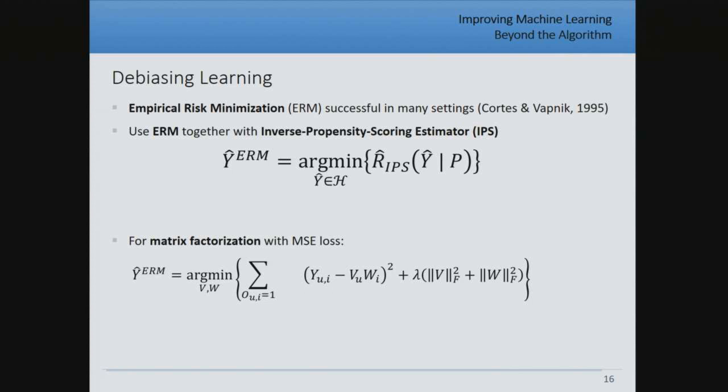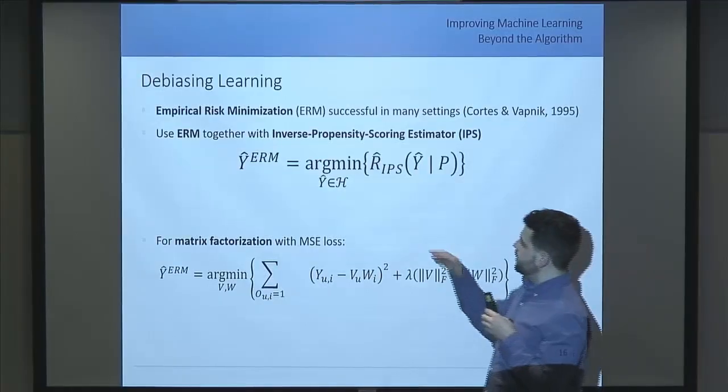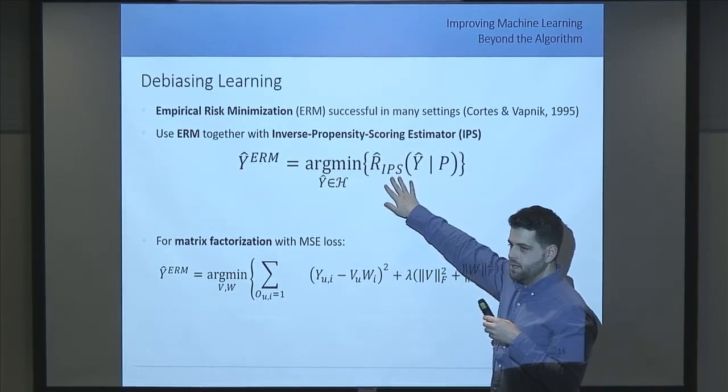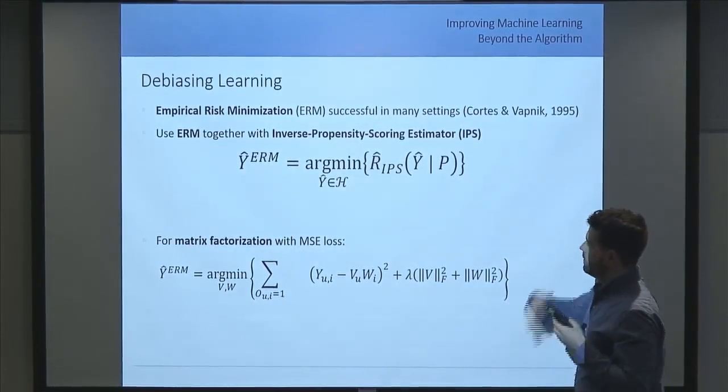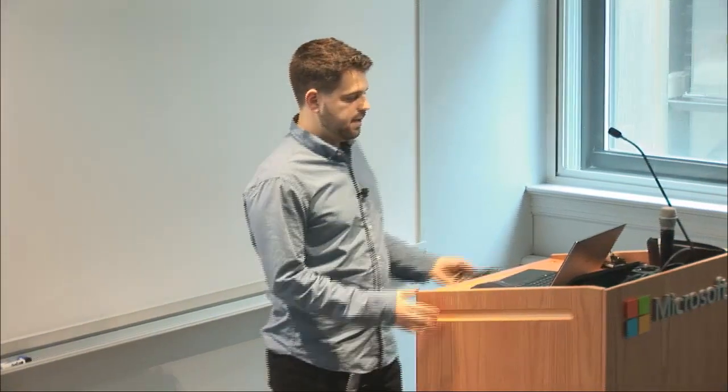So now that we talked about how to fix evaluation, we can apply the same ideas to learning. Our idea was simply to couple together ERM, empirical risk minimization, with the inverse propensity scoring estimator. So now we would pick the hypothesis, the model that performs best under the IPS estimator, instead of the naive one that just has an unweighted loss.